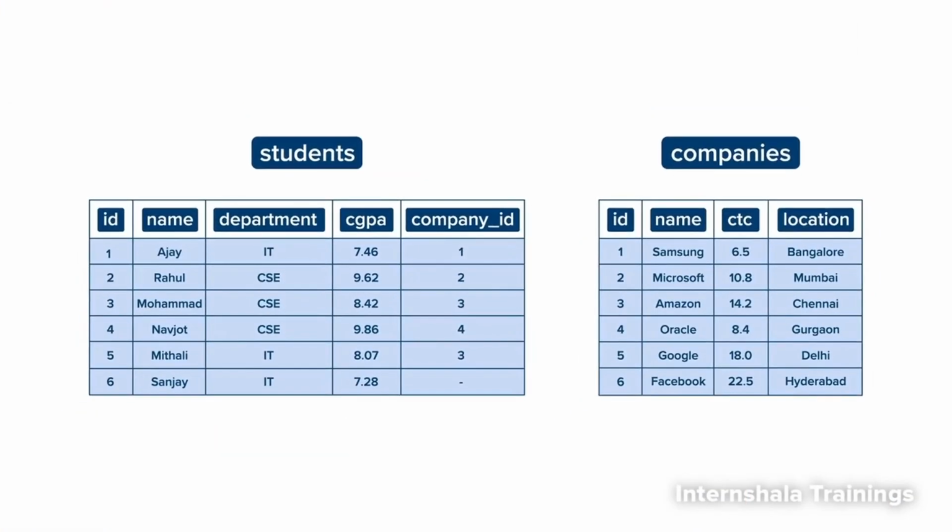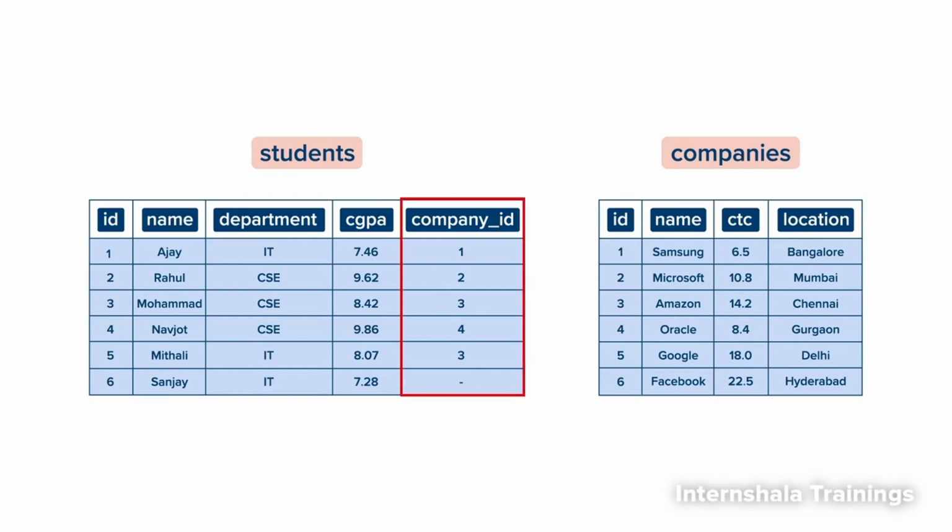Here, we have two tables, students and companies. The students table stores a list of all the students studying in the college, and the companies table stores a list of all the companies that have come to college for hiring. The students table also stores the company_id denoting where the student has got placed. If the student is not yet placed anywhere, the company_id will remain null.